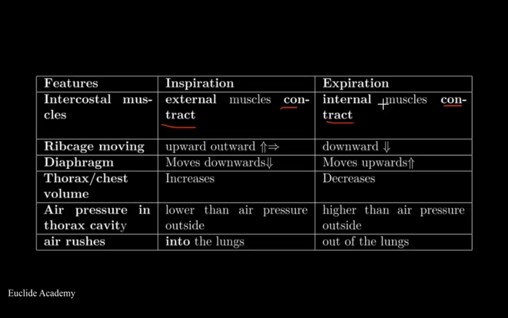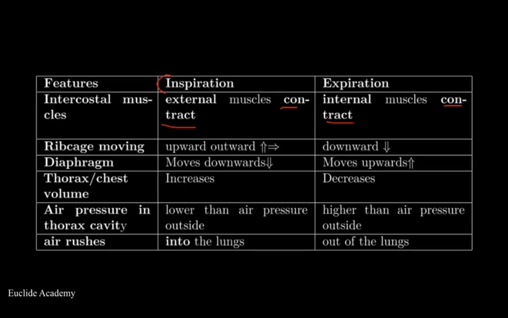So we can do well to remember this. The external muscles contract on inspiration, and on expiration the external muscles relax, whilst the internal muscles contract. Just like this, the opposite of the other. So when the external muscles contract, the internal muscles relax. When the external muscles relax, the internal muscles contract. So you can pick on any of those.